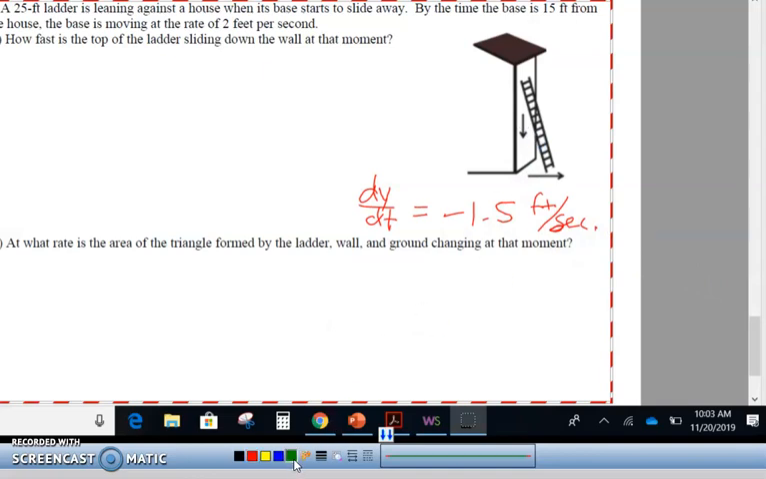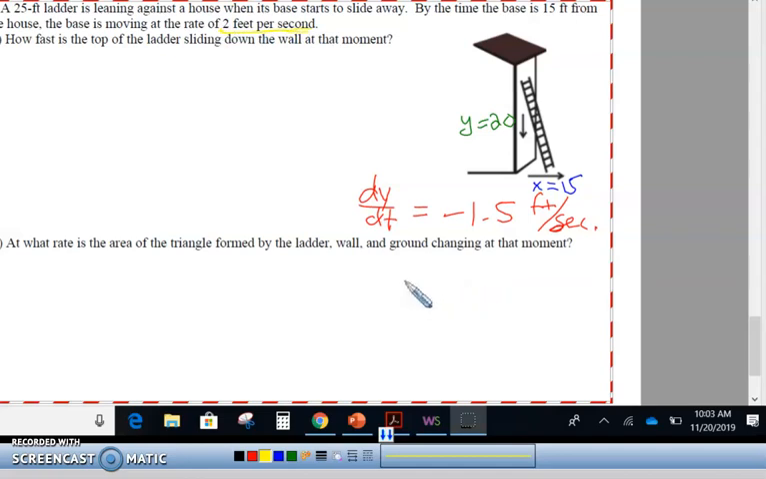Okay, and we're also going to keep using the fact that y equals 20. Now remember, you could have used any other variable instead of y, and I have x equals 15. So down here I have x equals 15. And then we still have that dx over dt is 2 feet per second.